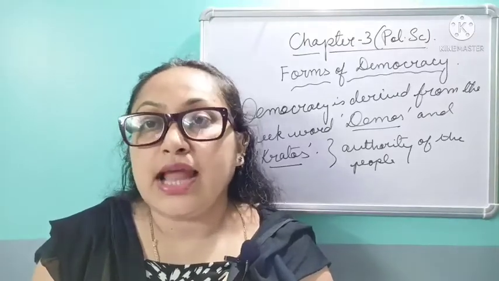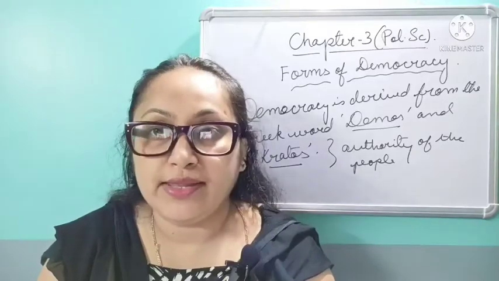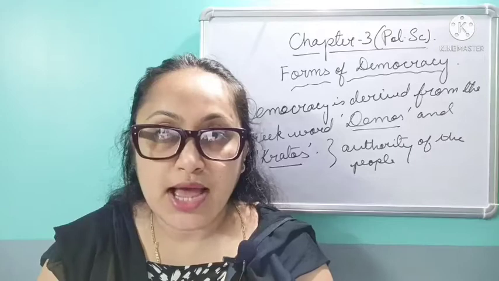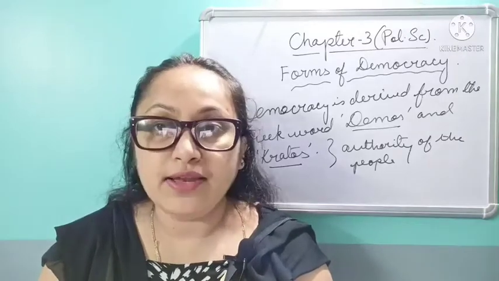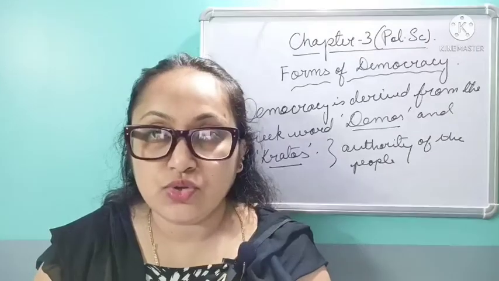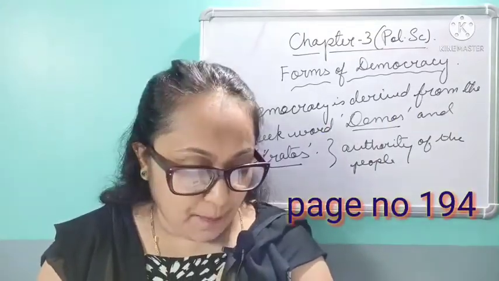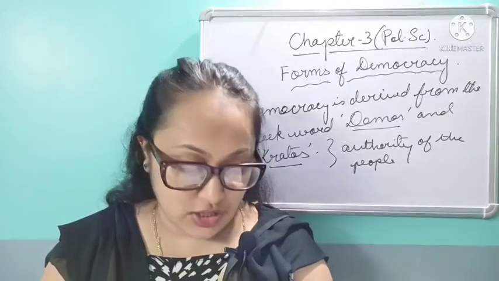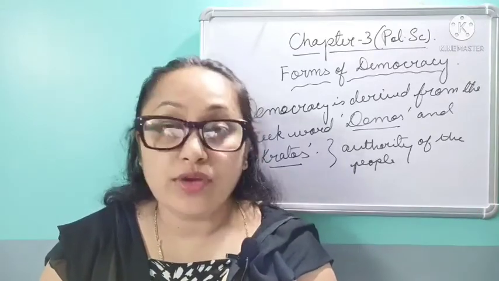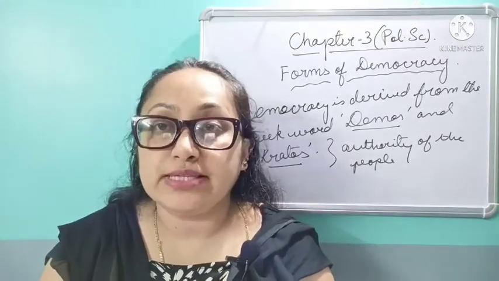So students, in the last class we discussed forms of government, that is chapter 3 of social science. Today we'll discuss the parliamentary and presidential forms of government. Take out page number 194. Here we'll learn what the parliamentary form of government is and what the presidential form of government is.